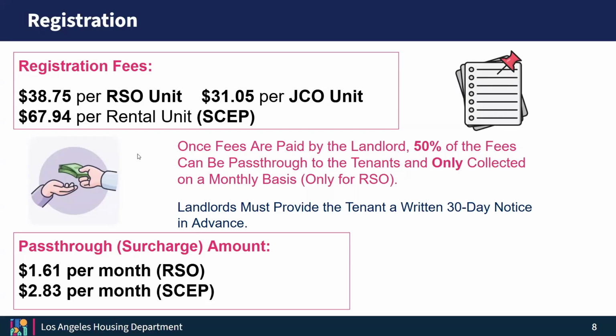Once fees are paid by the landlord, 50% of the fees can be passed through to the tenants and only collected on a monthly basis, only for RSO. Landlords must provide the tenant a written 30-day notice in advance before collecting said pass-through charges. The registration pass-through monthly will be $1.61. That's the RSO fee, and $2.83 per month for the SCEP fee, totaling $4.44. Next slide.